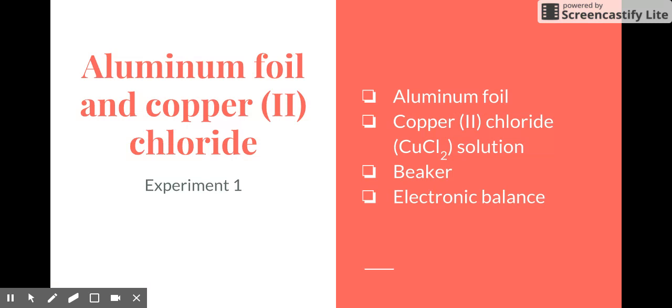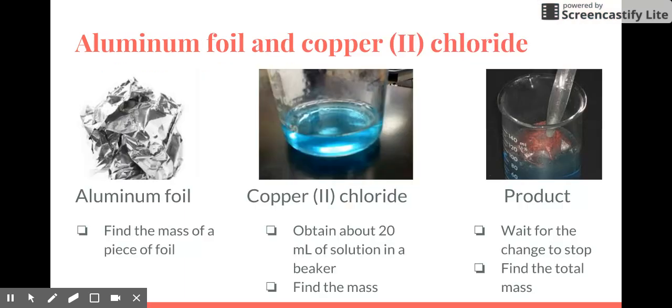The first experiment is aluminum foil and copper(II) chloride solution. You'll also need a beaker and an electronic balance. Start off with a medium-sized piece of aluminum foil, and you're going to find the mass using the balance.